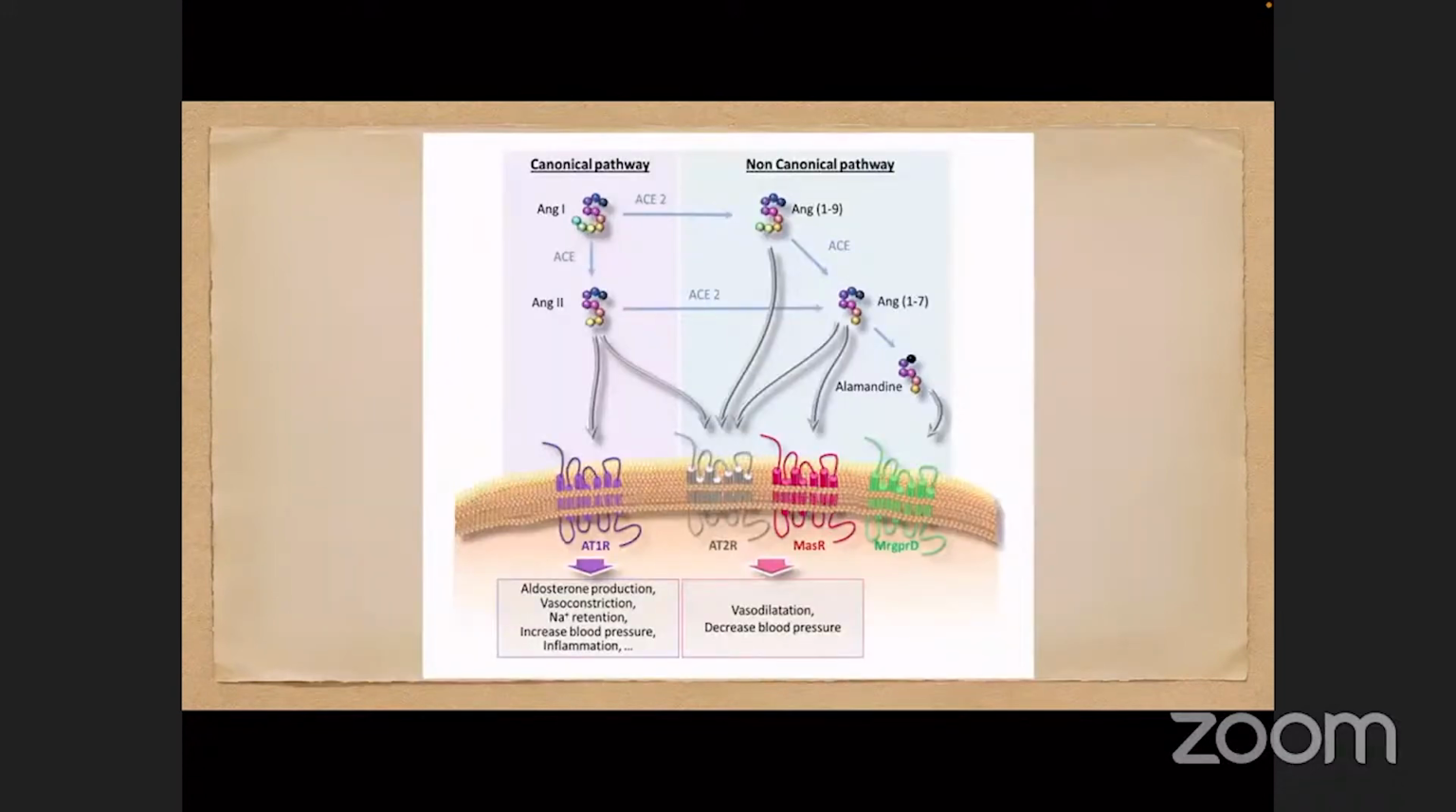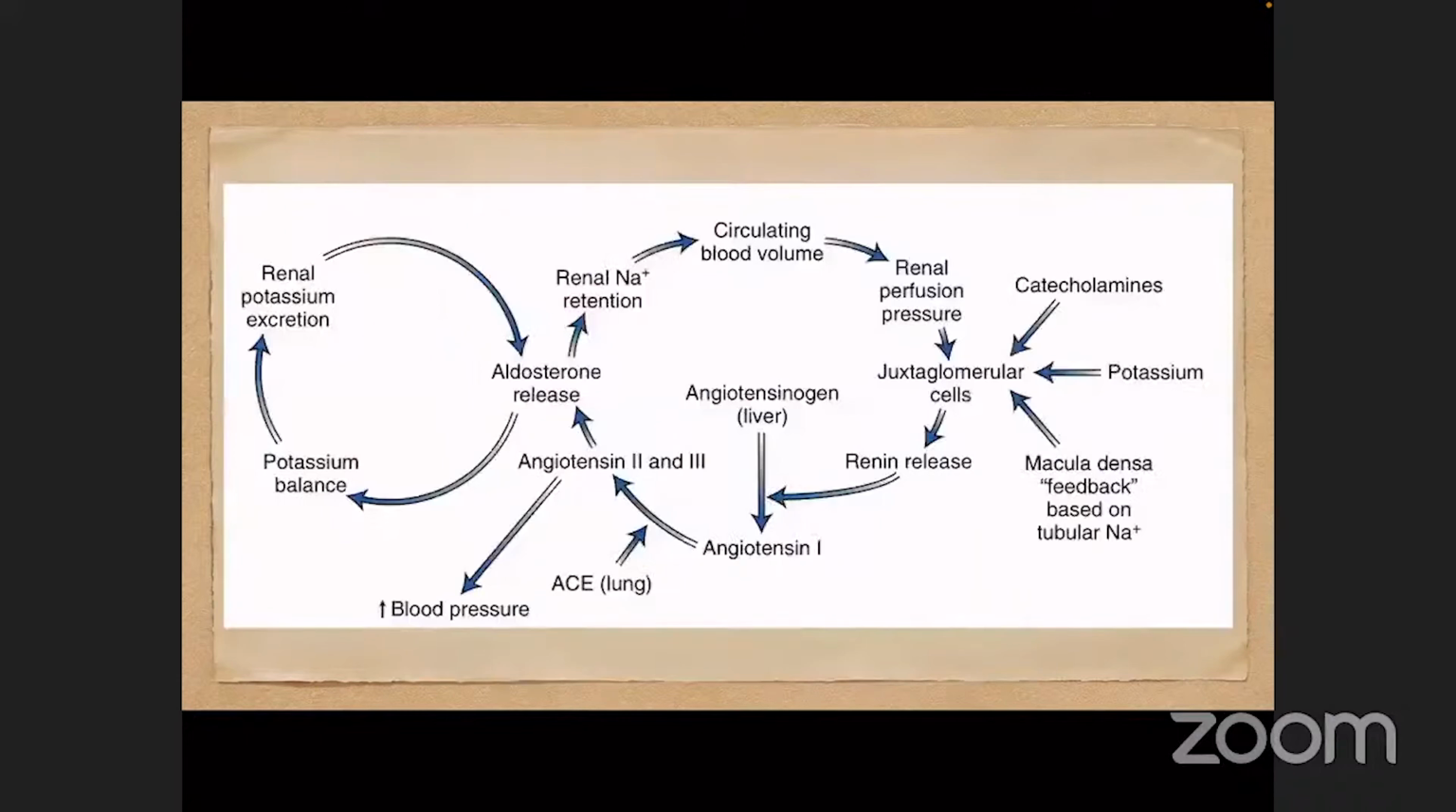You can see the mechanism. It is converted to angiotensin 2, which acts on the AT1 receptor, which is what basically causes most of the ill effects related to aldosterone and the RAS system, which are vasoconstriction, sodium retention, increased blood pressure, inflammation, etc. Whereas if you look at the other metabolites of angiotensinogen, you can see that they actually cause vasodilatation. So this could be an area of therapeutic interest in the future.